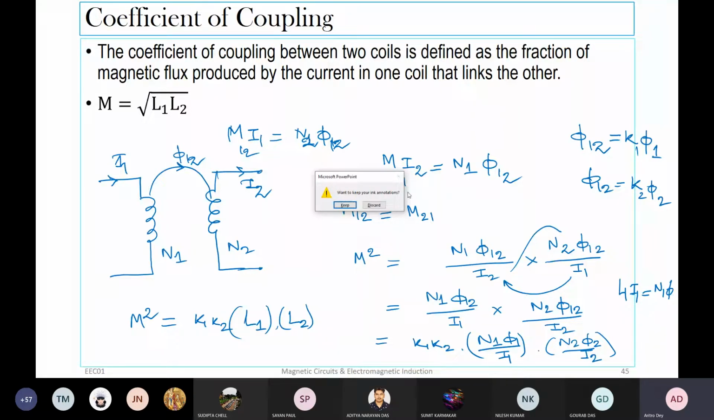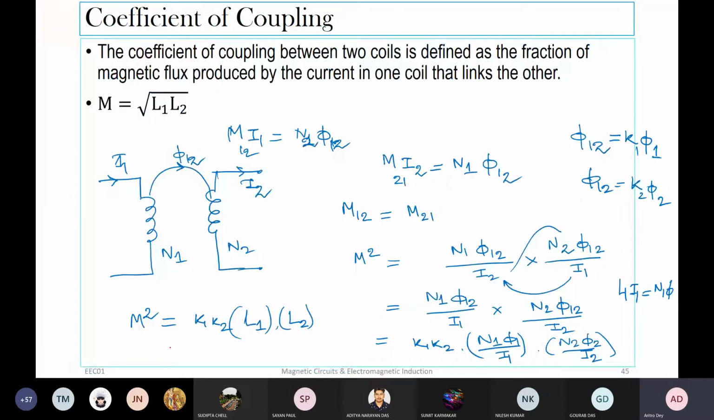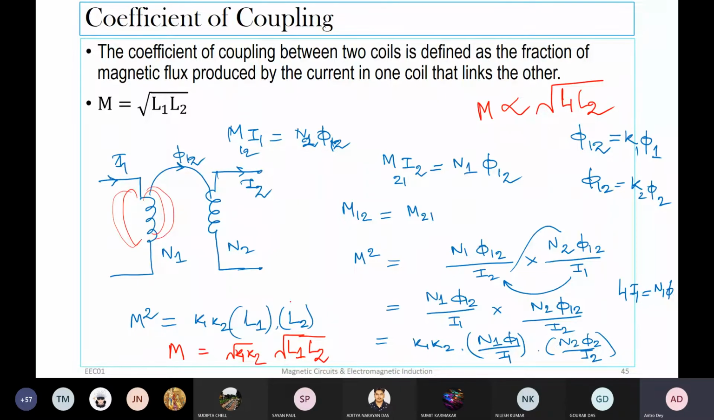So here we can show that if you take the square root, M will be equal to root over k1 k2 into L1 L2. So mutual inductance is proportional to root L1 L2. Now k1 means fully coupled, so there is nothing left with the self inductance. In the ideal situation we can put k1 equal to 1 and k2 equal to 1, so we get M equal to root L1 L2.